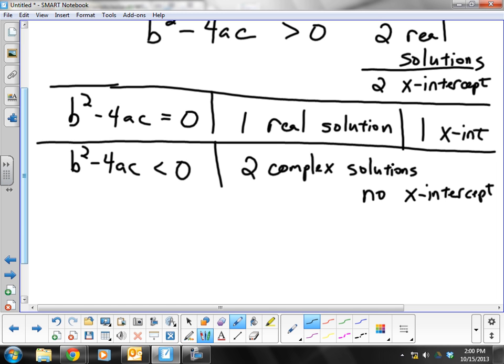And there are some problems on there which say, tell me the nature of the solutions. So the nature of the solutions is wanting to know, are there 2 real solutions? Is it 1 real solution, or is it 2 imaginary solutions, or 2 complex solutions? Okay? Any questions about that?